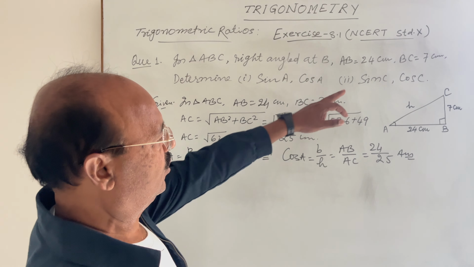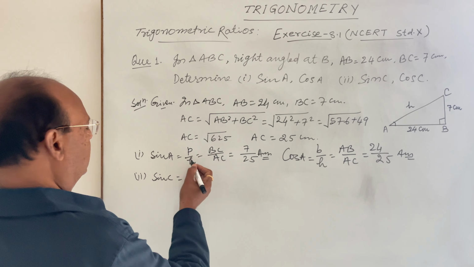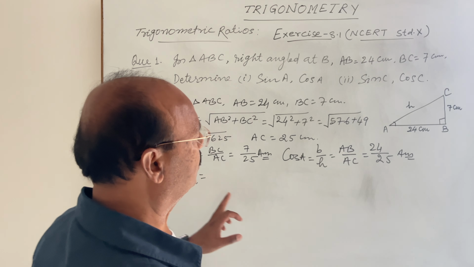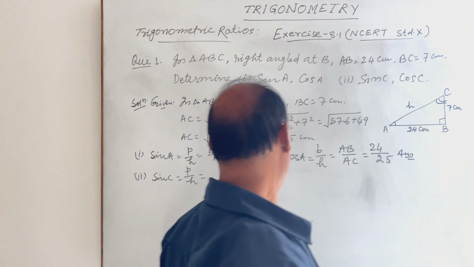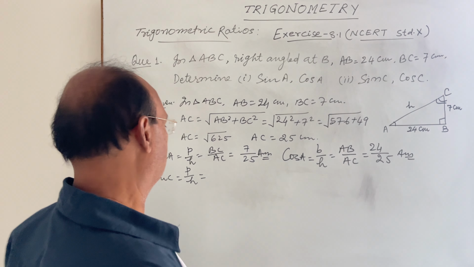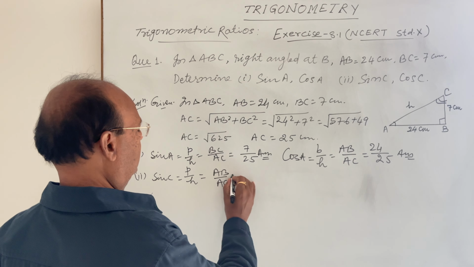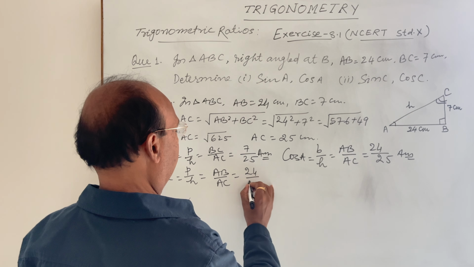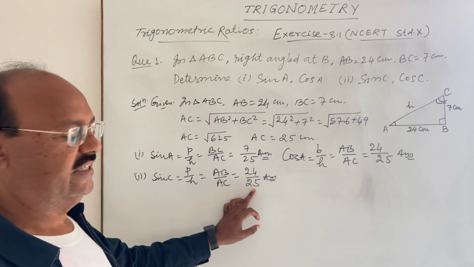Here we have to find out sin C and cos C. Sin C is always P by H, but in this case, with respect to angle C, the perpendicular is the opposite side AB. So this is AB by hypotenuse AC. AB is 24 and AC is 25. So sin C is 24 by 25.